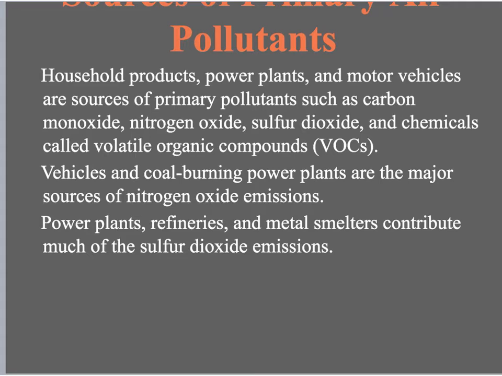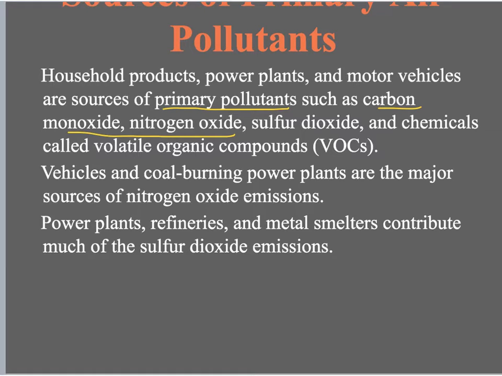So the sources of these primary pollutants, again, kind of broken down to it. So household cleaning products and household products, power plants, and motor vehicles are sources of primary pollutants, right? Because remember, primary pollutants means pollutants that are put directly into the atmosphere, directly into the air. So carbon monoxide, nitrogen oxide, sulfur dioxide, and chemicals called VOCs.